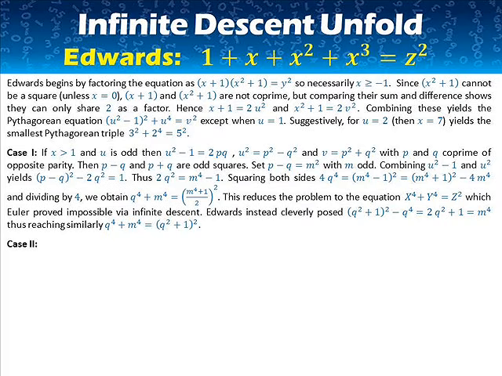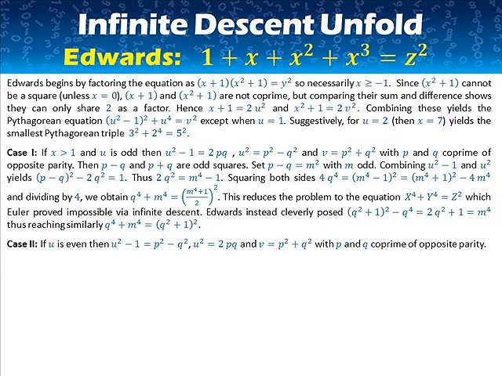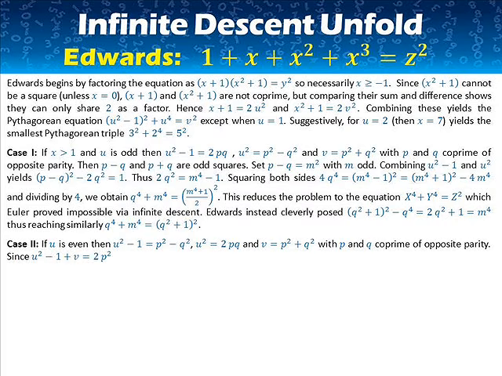Case 2. If u is even, then u^2 - 1 equals p^2 - q^2, u^2 equals 2pq, and v equals p^2 + q^2, with p and q coprime of opposite parity. Since u^2 - 1 + v equals 2p^2, and v is odd, p must be even. Set p equals 2n^2.